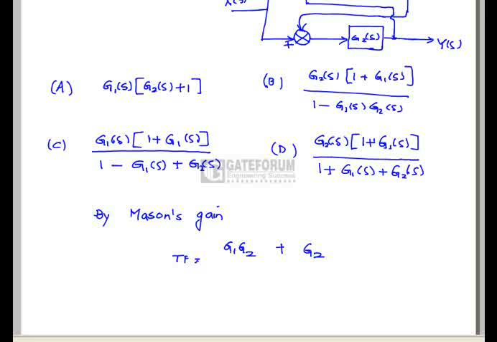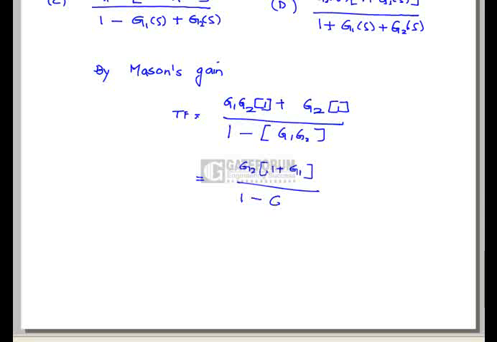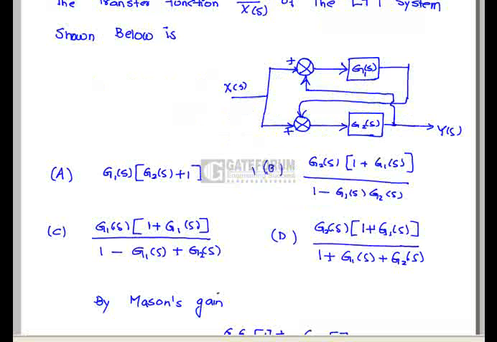If we remove the forward path, there are no individual loops as well as there are no two non-touching loops. Hence, the delta equals to 1. In the second case too, delta equals to 1. 1 minus, first loop is g1 z2. There are no other loops. There are no two non-touching loops. Hence, the transfer function equals to g2 (1 plus g1) divided by 1 minus g1 g2. Hence, option B is correct.